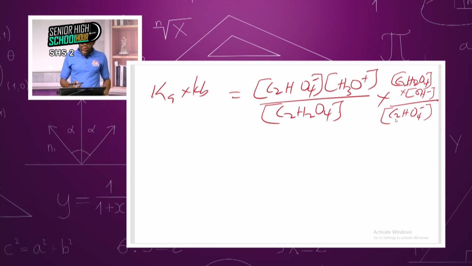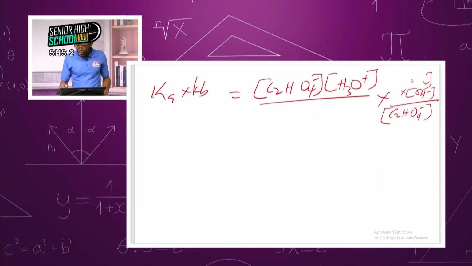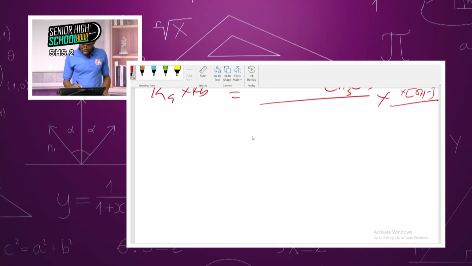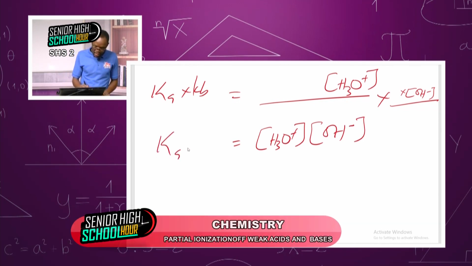Now, what can we do? There are like terms that we have to cancel out. This one here can cancel out that. So let me delete those ones so that we can see it clearly. And this one here can also take away that. So let me clean that. Right, what are we left with? We are left with the H3O plus concentration times the OH minus ion concentration, and that is Ka times Kb. You see.